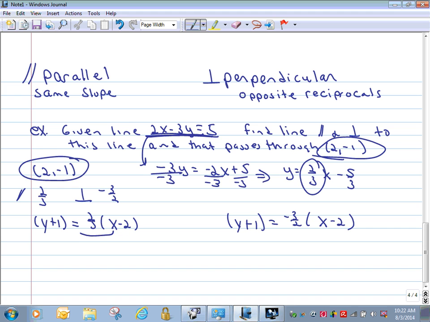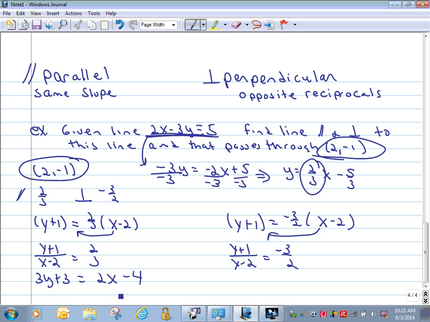So we'll go ahead and move this over like we said before, and let's end up with slope-intercept form this time. So when we do that, we will have y plus 1 over x minus 2 equals 2/3. And over here, we'll have y plus 1 over x minus 2 equals negative 3/2. We'll go ahead and cross multiply. So 3 times y is 3y plus 3 equals 2x minus 4. And then we'll clean everything up, and when we do, we would get y equals 2/3 x minus 7/3. That would be a line parallel going through that point.